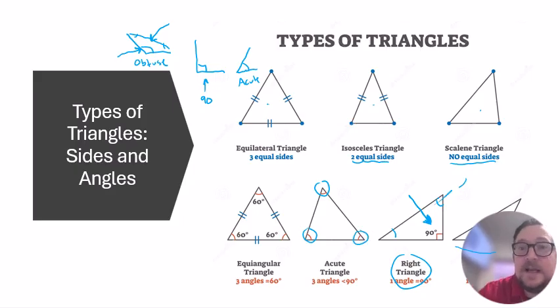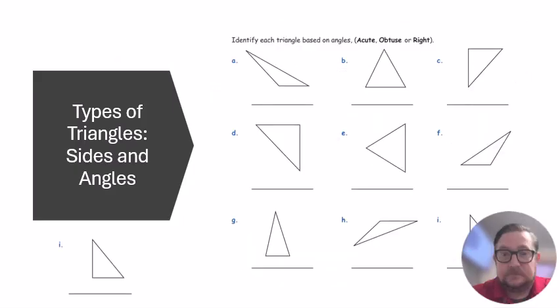All right, now let's see what kind of questions they can ask with this. For these exercises A through I, it says identify each triangle based on angles. So only the angle. Is it acute? Is it obtuse? Or is it right? So remember, we have to just look and see if there is one obtuse angle, then the triangle is obtuse. If there is one right angle, then it's right. If they're all acute, then it's an acute triangle.